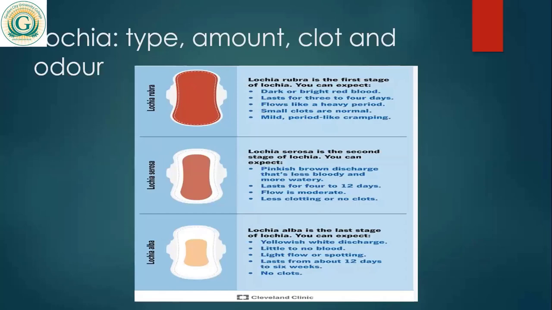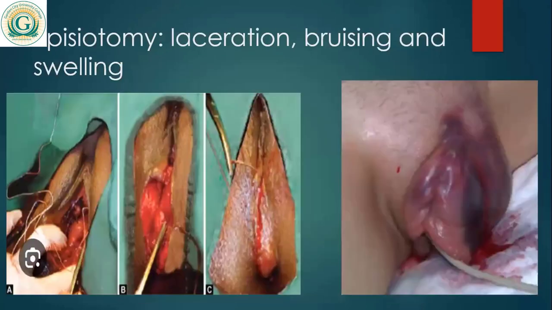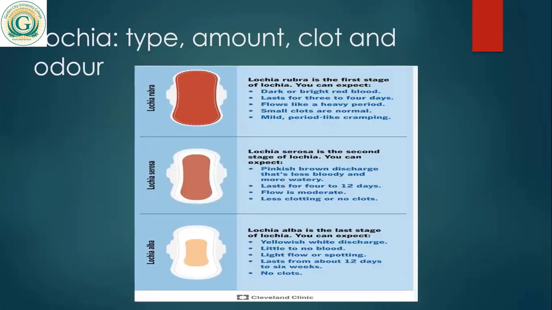Lochia alba, that is the last stage of the lochia. You can expect yellowish white discharge, little or no blood, light flow or spotting. It lasts from about 12 days to 6 weeks, and there is no clot. So you educate the woman on the amount of lochia, whether it's heavy, whether it's scanty, whether it's moderate.